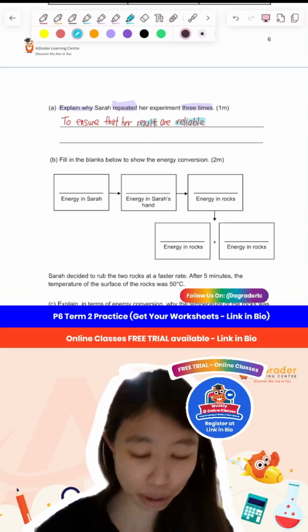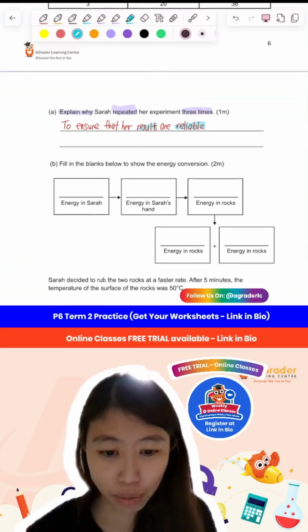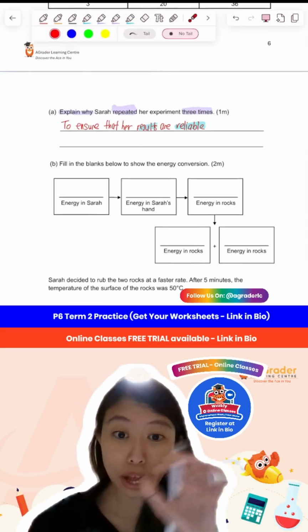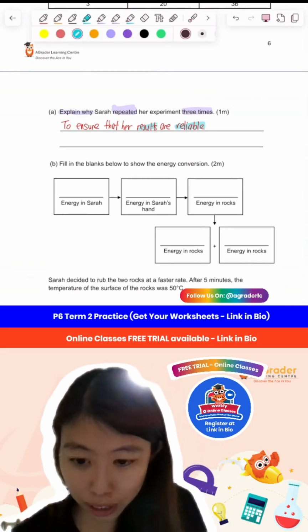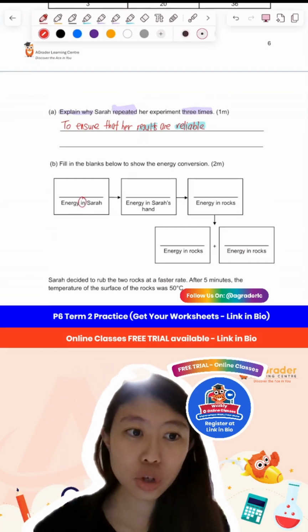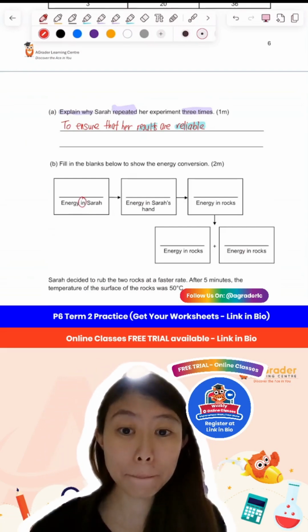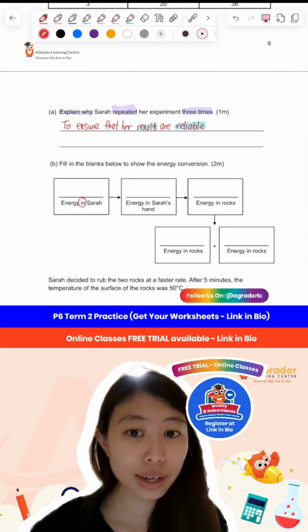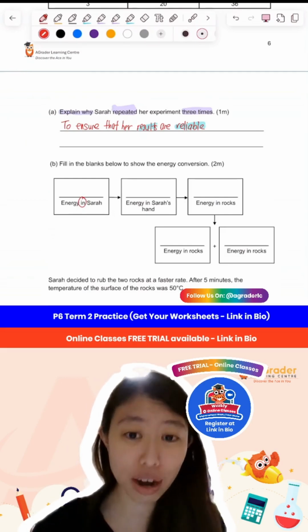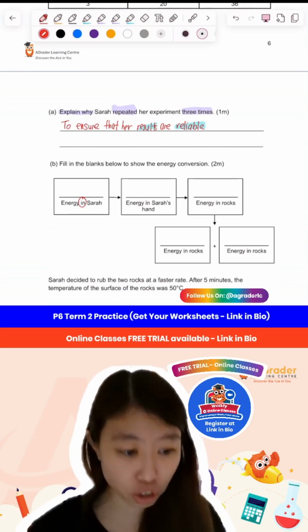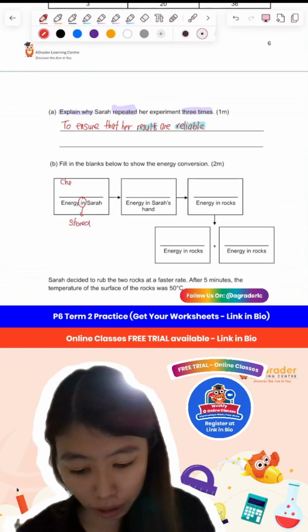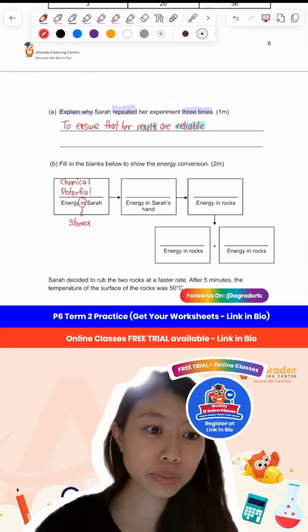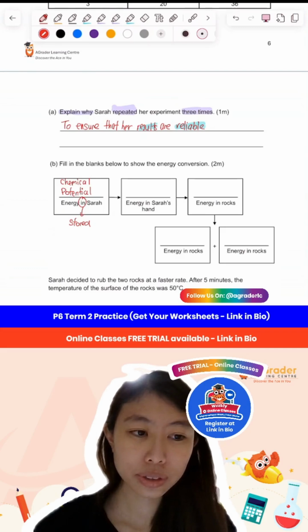Okay, can you all tell me the first one? What do you think it is? Sarah, before she holds on to the rock, there's some energy in. Please circle the word in, inside Sarah. How come Sarah has the energy to move her hands? Very good. It's because it has some stored energy. So if it's in, it means that it is stored. So it is actually our chemical potential energy.